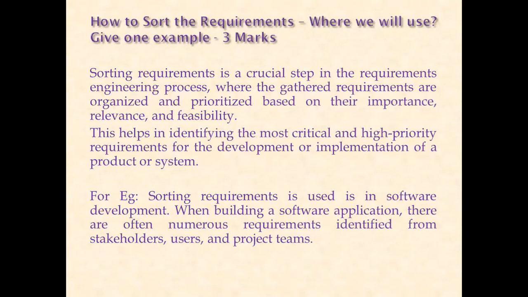Clear? And how do you sort the requirements? Please note, guys, sorting the requirements is categorizing the requirements. Basically, you're organizing the requirements based on their importance, relevancy, and feasibility. When sorting, you're just putting them into different categories. I'm not prioritizing them completely, but I'm definitely categorizing them. For example, if I'm building a software application, I can sort the requirements based on the features, the phases, or the importance of the requirement. Like that, I can distribute and categorize the requirements. That is called sorting the requirements.